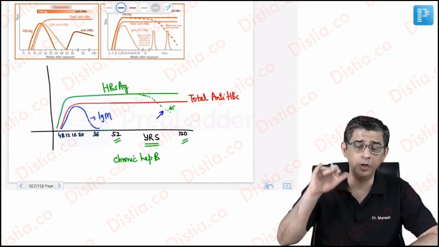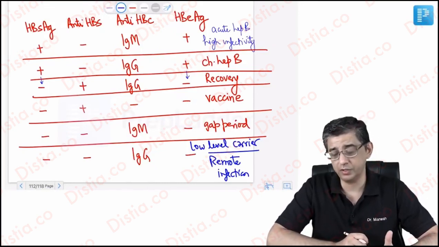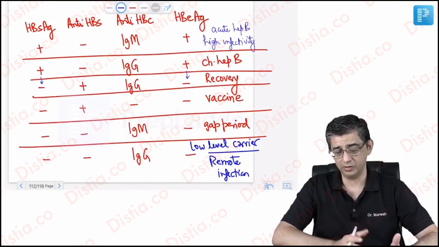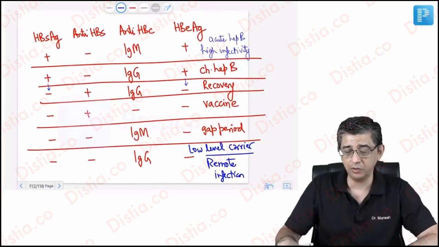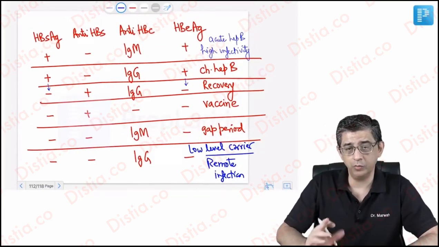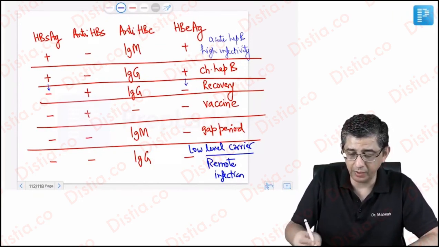So it might actually go below the level of threshold, because of which I have mentioned in this particular table the description of remote infection / low level carrier, primarily because the surface antigen has gradually disappeared in the patient. So these are various permutation combinations in the table which are to be remembered. Let's make a summary of these also, because ultimately that summary will come in handy.